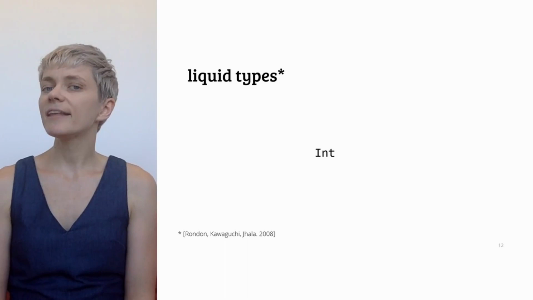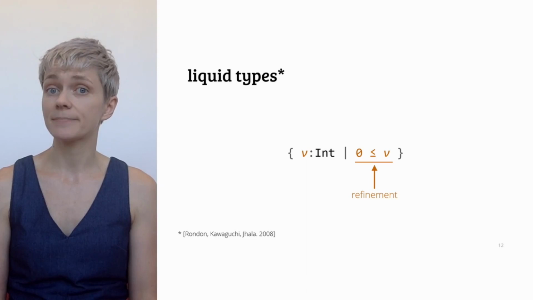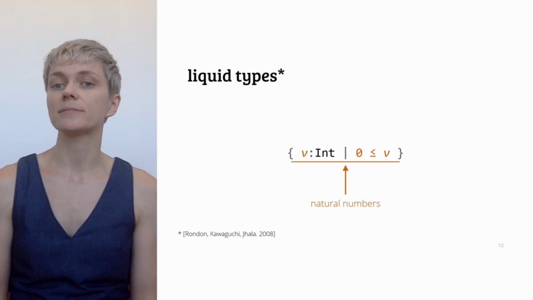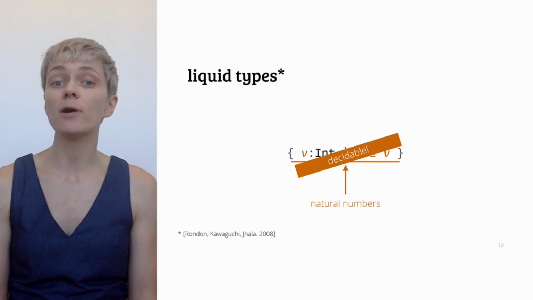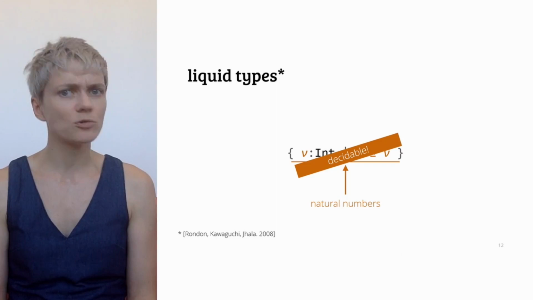In the liquid type system, types are annotated with logical predicates called refinements. For example, this is how you would specify the type of natural numbers. By restricting refinements to decidable logics, liquid types provide fully automatic type checking of non-trivial program properties. But can we use refinement types to encode security policies?